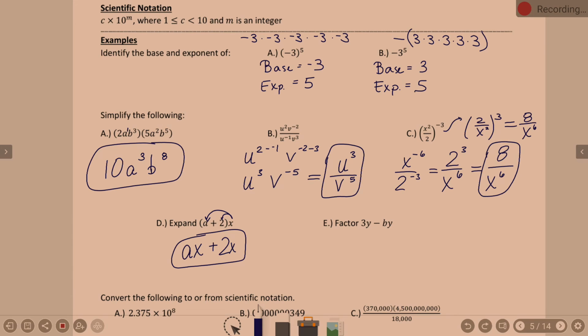E, it says to factor. And FYI, that is a 3y minus by, just so you know. How do we factor? Yeah. What is that y called?